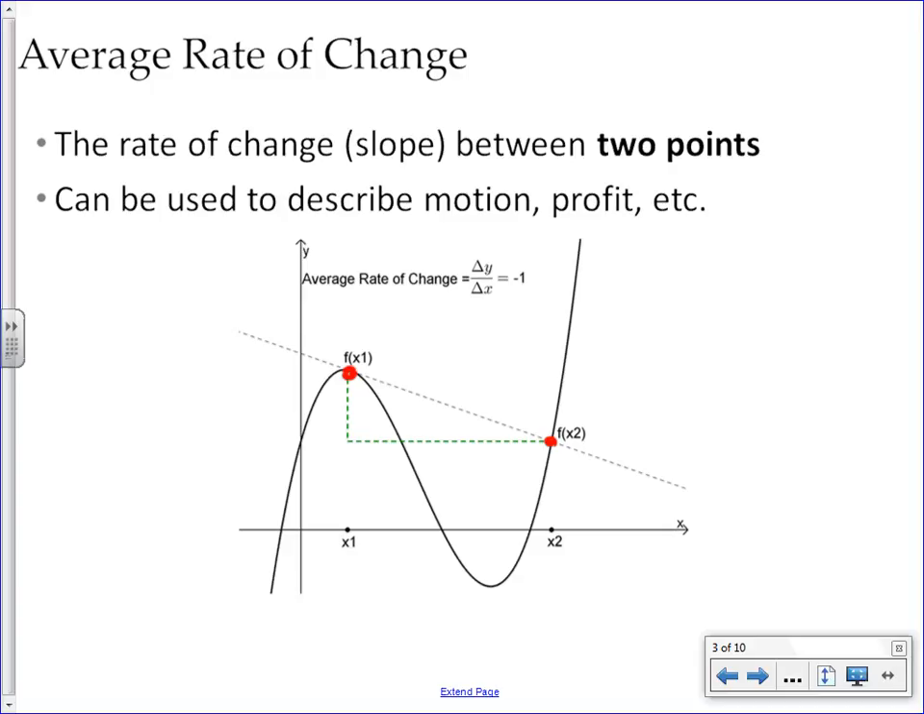What's the difference between average rate of change and instantaneous rate of change? Average is from point to point and it crosses the curve twice, whereas instantaneous is tangent. The instantaneous rate of change is only the slope at a point.